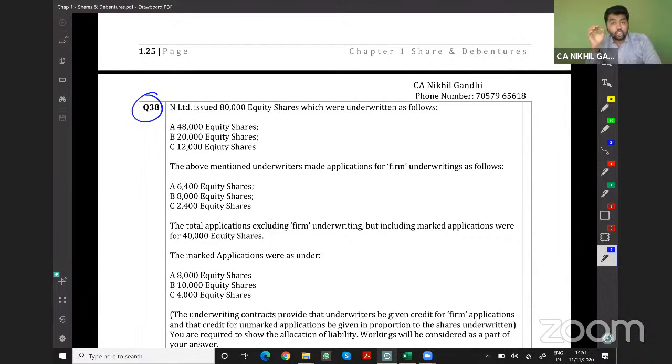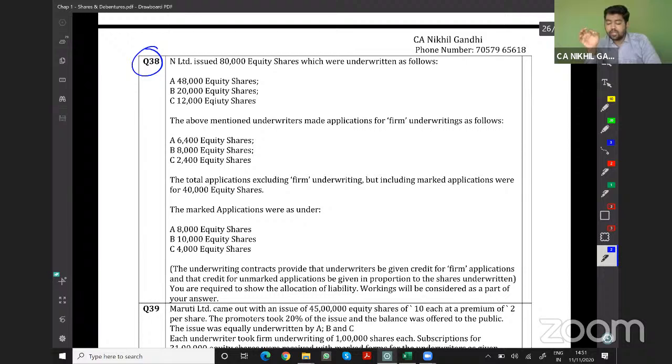Unlimited issued 80,000 equity shares which were underwritten as follows: by Mr. A 48, by Mr. B 20, by Mr. C 12. So 48 plus 20 plus 12 comes to 80,000 only. 48 plus 12 comes to 60, 60 plus 20 comes to 80,000 only. The above mentioned underwriters made application for firm underwriting as follows.